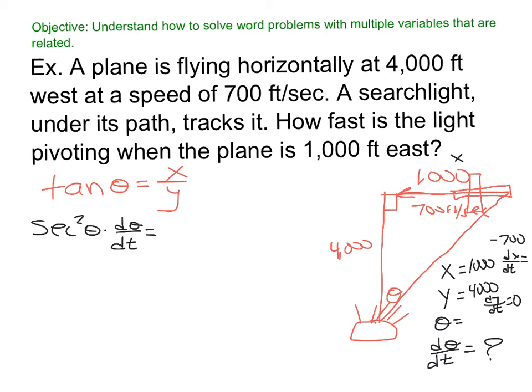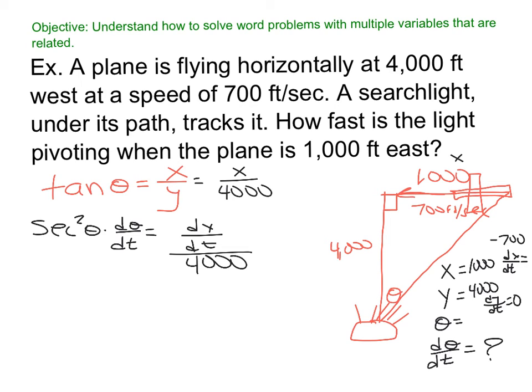equals. Now, since the derivative of y is 0, y is a constant. This is just x over 4,000. So you don't have to do a quotient rule. A lot of you will do a quotient rule, but you don't have to because the bottom is a constant. It's just dx dt over 4,000. That's it. So now here's what we're going to do.